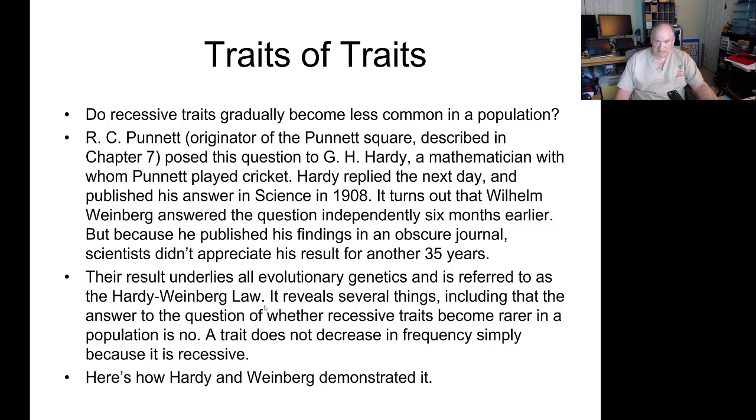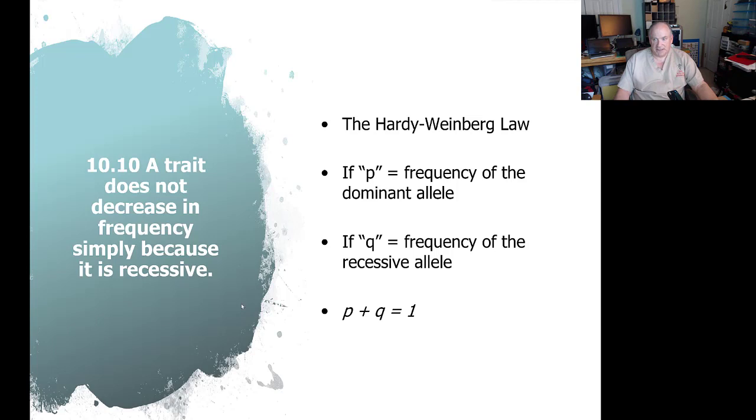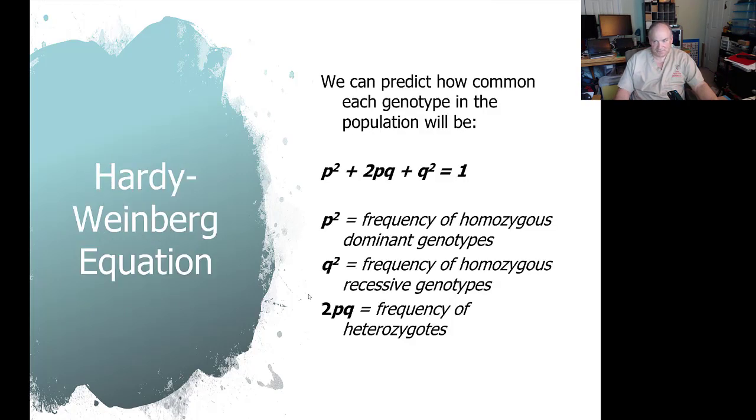Now, I'm not going to have you memorize equations, but if you can follow just the concept here, I think that would be great. So the Hardy-Weinberg law says the frequency of the dominant allele plus the frequency of the recessive allele equals 1. A trait does not decrease in frequency just because it's recessive, so they have equal footing, is what they're saying in their equation.